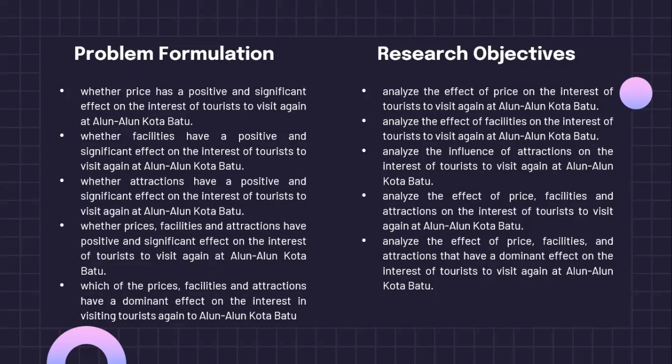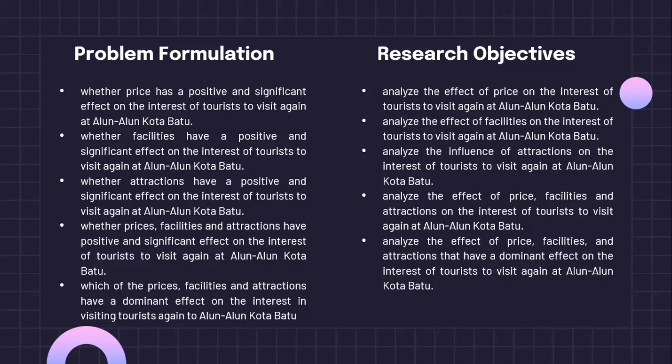And the last is which of the prices, facilities, and attractions have a dominant effect on the interest of tourists in visiting alun-alun Kota Batu again. Research objectives. The first is to analyze the effect of price on the interest of tourists to visit again at alun-alun Kota Batu. The second is to analyze the effect of facilities on the interest of tourists to visit again at alun-alun Kota Batu. The third is to analyze the influence of attractions on the interest of tourists to visit again at alun-alun Kota Batu.